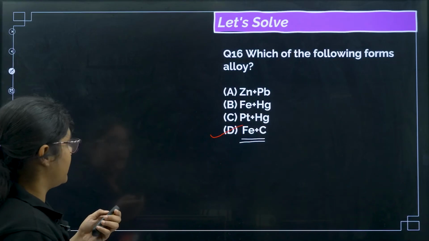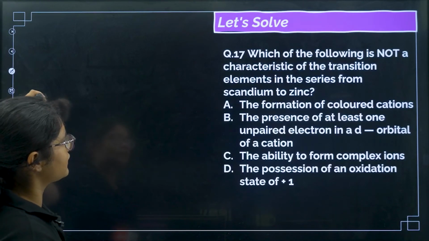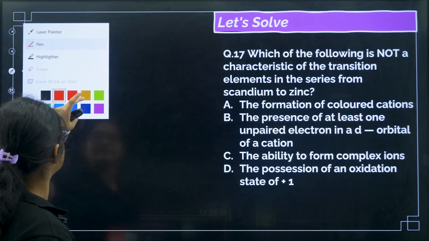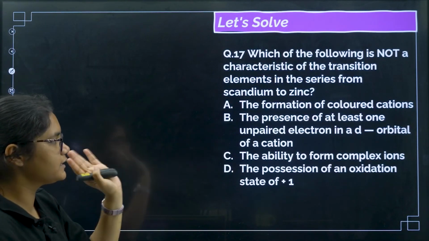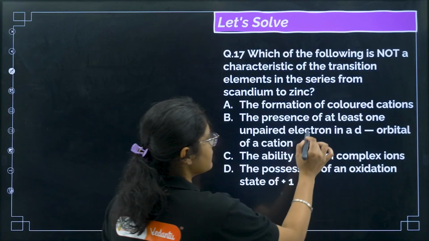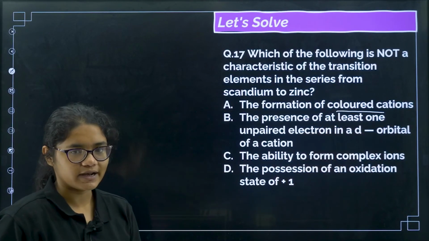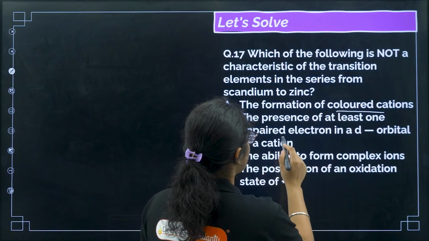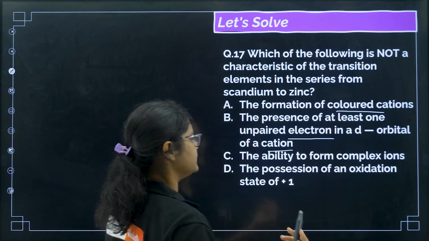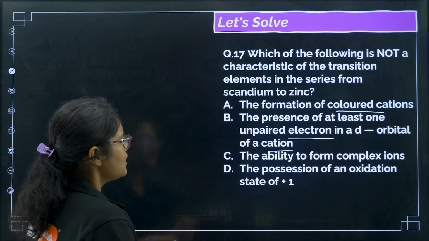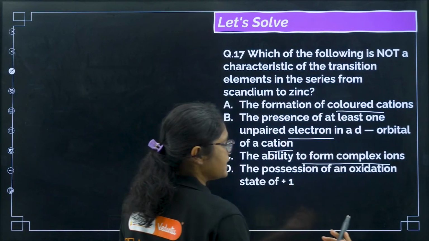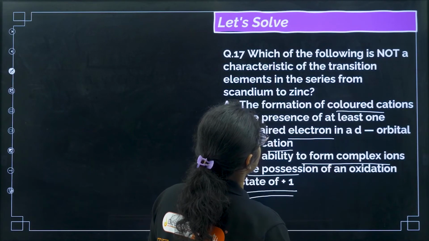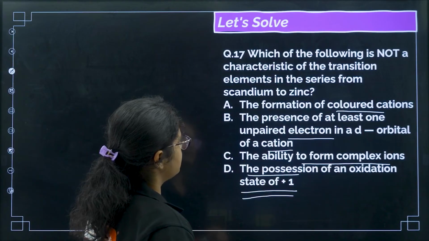Okay. Next, which of the following is not a characteristic of the transition elements in the series from scandium to zinc? Scandium to zinc, this is not a property. The formation of colored ions, that is correct. Almost all the transition elements are colored. The presence of at least one unpaired electron in the d orbital, yes, there is also one unpaired electron. Next, the ability to form complex ions, yes, that is also correct. The possession of an oxidation state of +1, okay, what is not a characteristic.